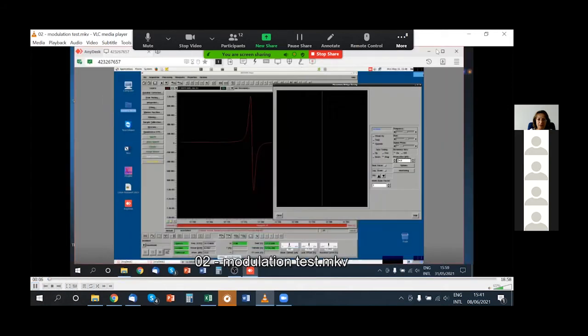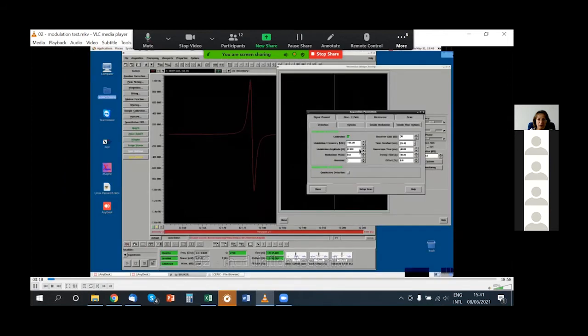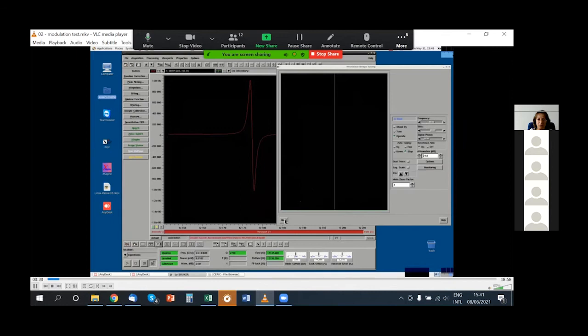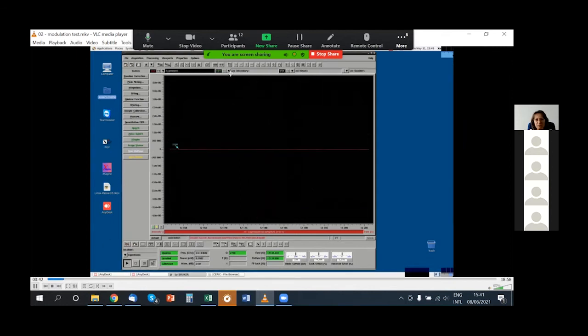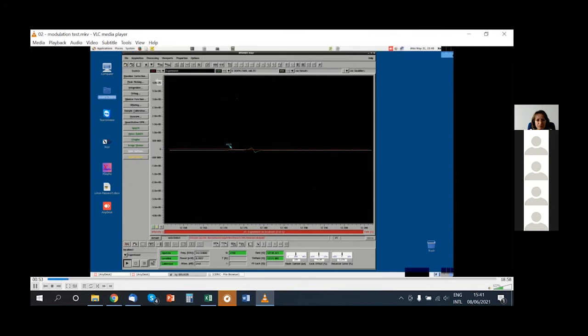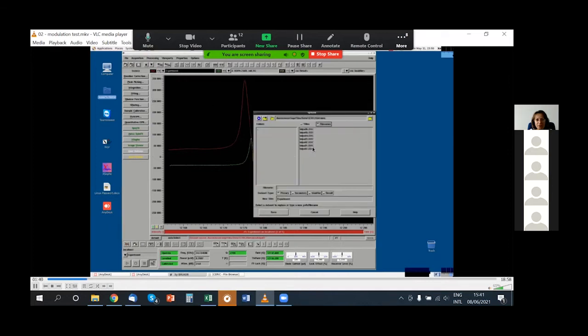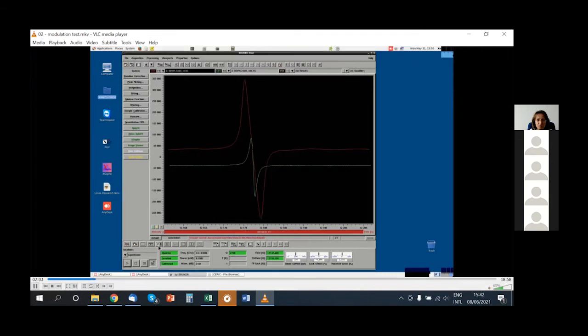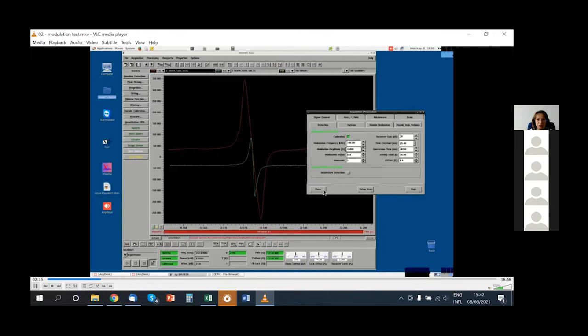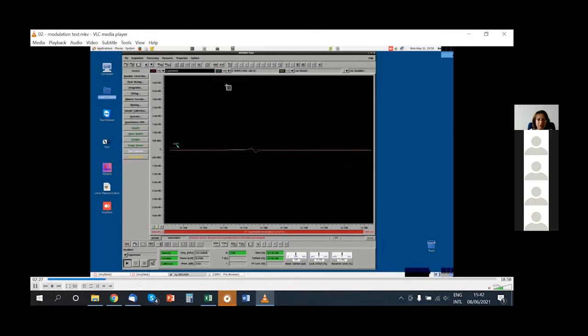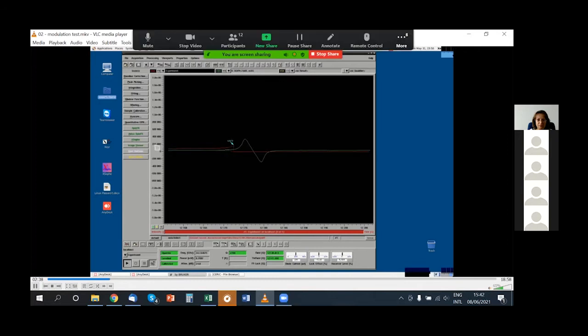So it's the second experiment, what is going on when we increase the modulation amplitude. Already you see a big change in the signal shape. So we increased modulation again. And again.